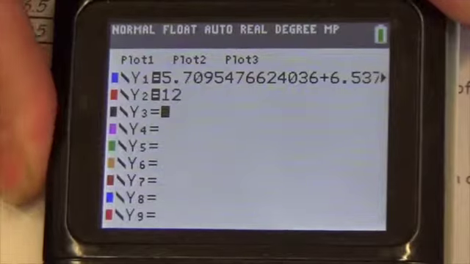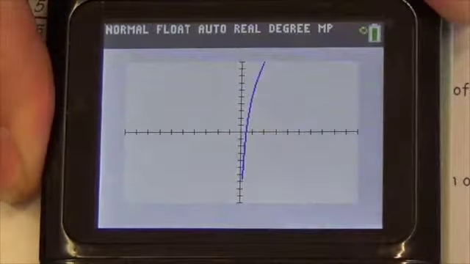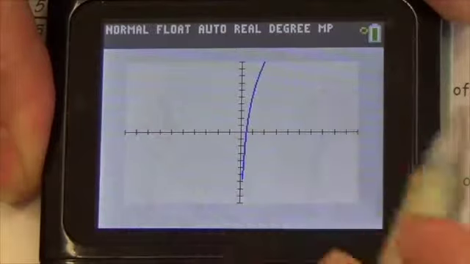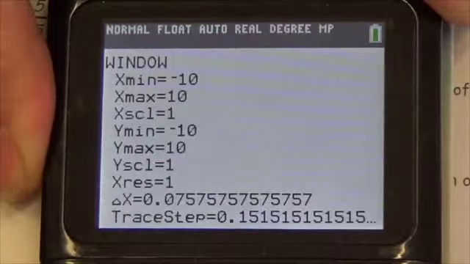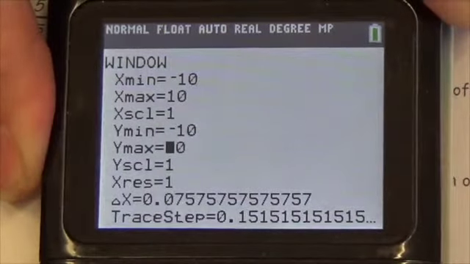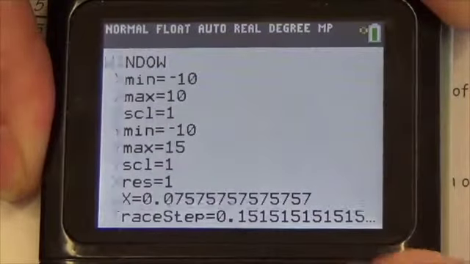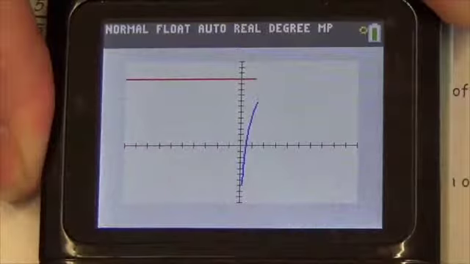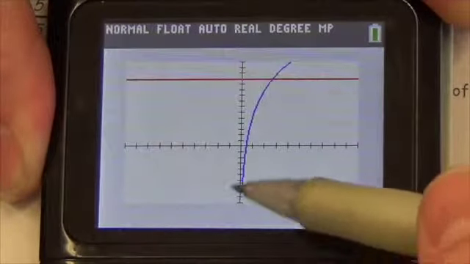Now when I press graph, it's going to go to the standard window settings. I'm not seeing the 12 here because my window settings don't go up to that. So I'm going to press window, and I want Y max to be at least 12 feet. Let's make it 15, so that I'm a little bit above that. Press graph. There's that 12 feet that I'm looking for, and then there's the logarithmic equation there.